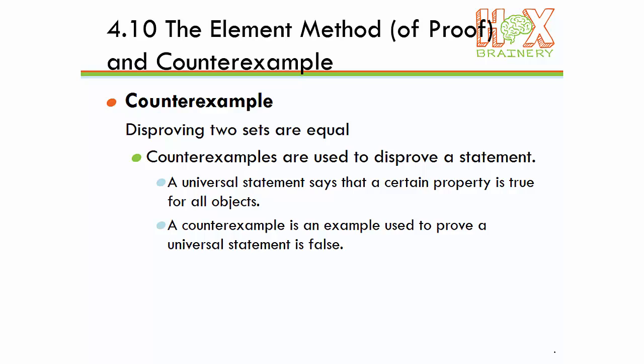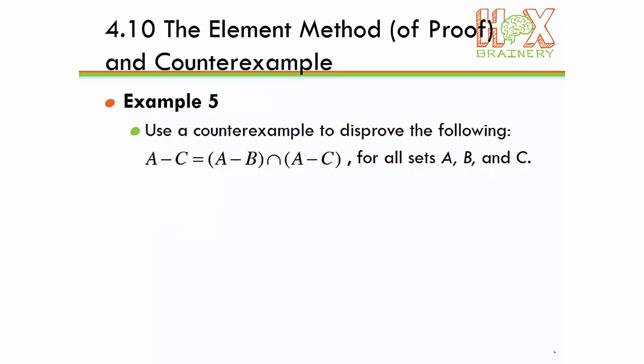Counterexample, so disproving that two sets are equal. So counterexamples are used to disprove a statement. Remember, a universal statement says a certain property is true for all objects. And a counterexample is an example used to prove a universal statement is false. And you may remember from a previous chapter, you only have to come up with one example showing that the universal statement is false, just one instance where it's not true.